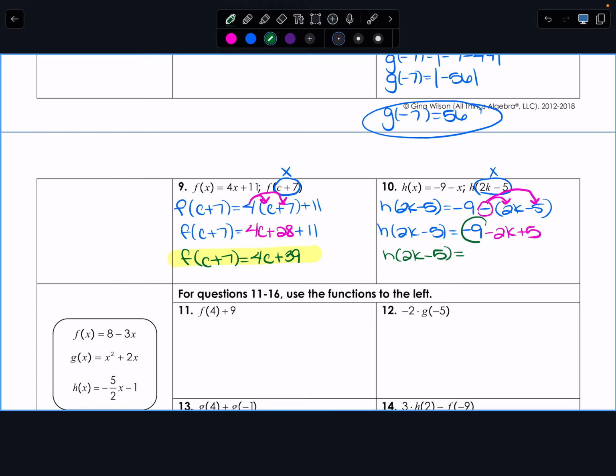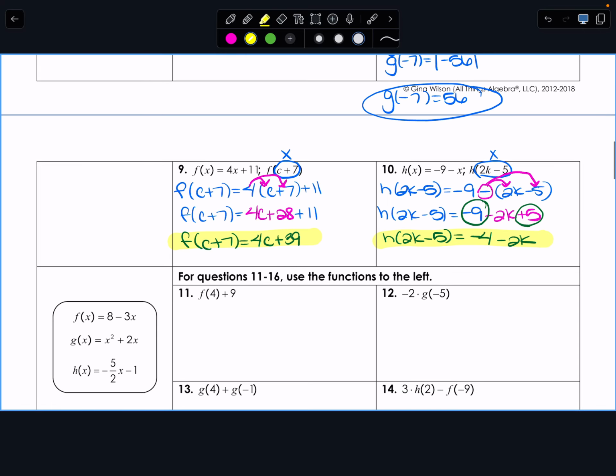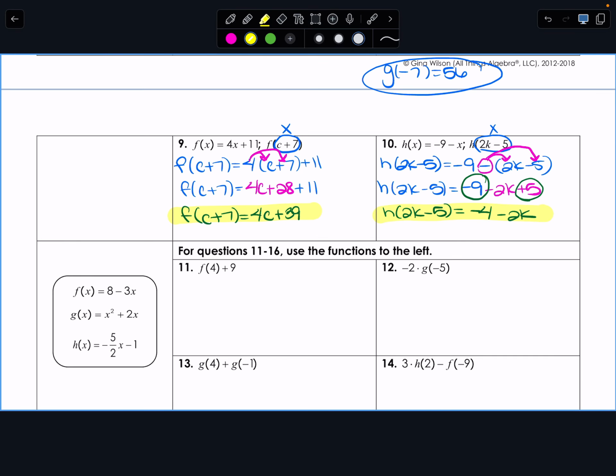And then I combine my negative 9 with my positive 5, so I get a negative 4 minus 2k. And you could write it as negative 2k minus 4. Same thing, doesn't matter. Questions that you guys have?